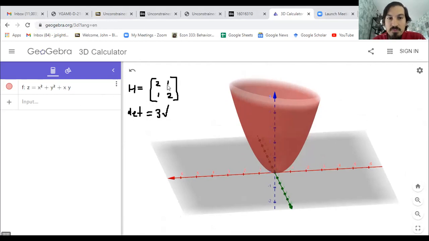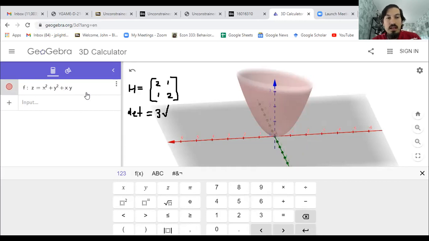What if though the cross partial gets bigger and bigger so much that the determinant is no longer positive? What would that look like? It would look like this. I'm going to change it, instead of plus xy, to plus 3xy. That's all I'm doing, just adding a coefficient of 3 to this xy term. Here's what happens.